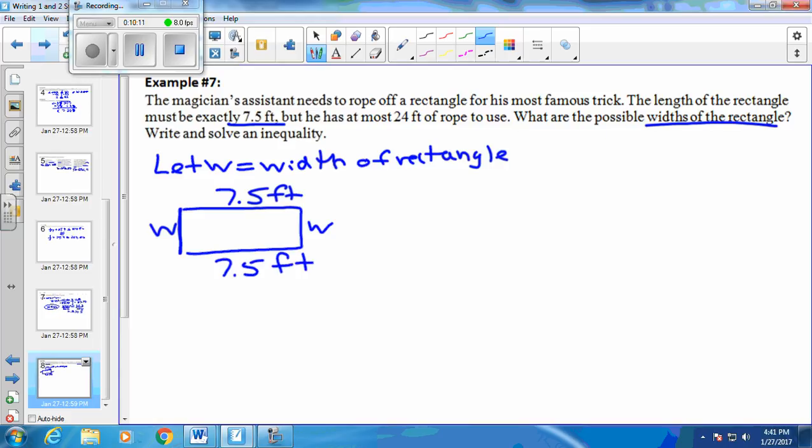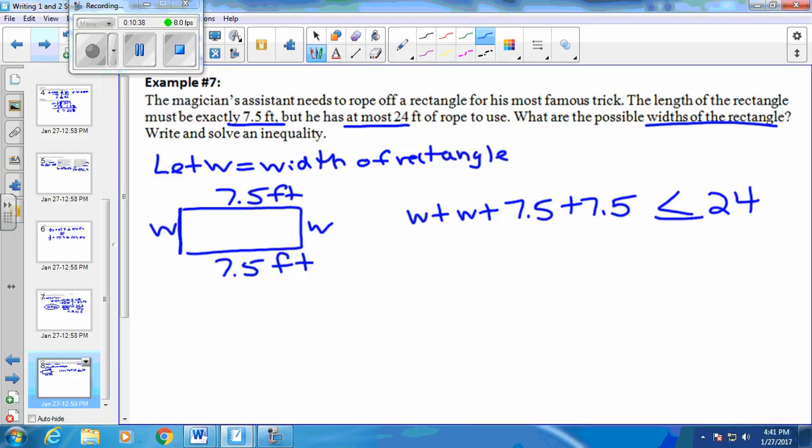We know that he has at most 24 feet of rope to use, which means he can actually use that 24 feet or less. So I would be going through and finding the perimeter of this rectangle. So adding W plus 7.5 plus 7.5. At most he has 24 feet, so he has to use less than or equal to 24 feet. So I'm using a less than or equal to here. And then I go ahead and combine, and I'll get 2W, and 7.5 plus 7.5 will give me 15. And then I keep going and solving my inequality.